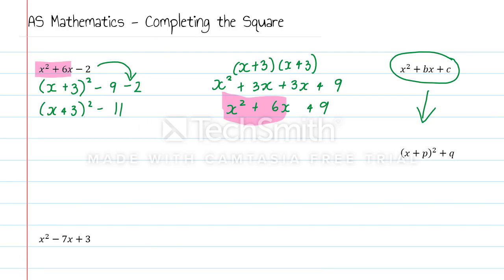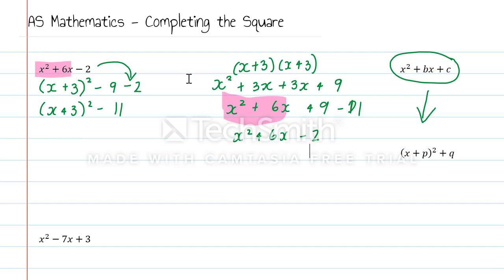So if we just look at that question that we did over here, when I expanded it, if I added in a minus 2, a minus 11, you can see that that would go back to our original expression, x squared plus 6x. 9 minus 11 is minus 2, and that's what we wanted.